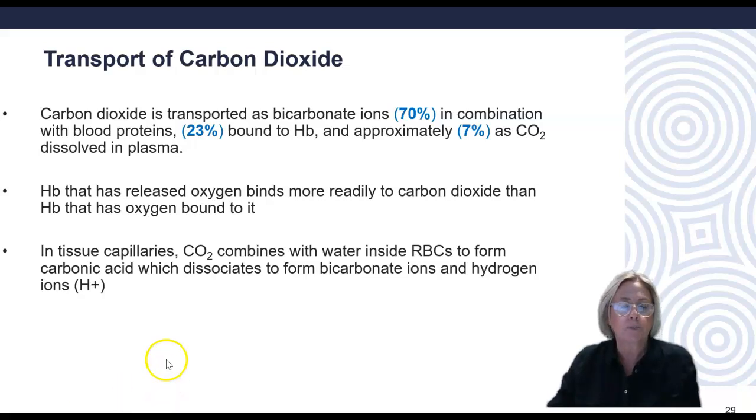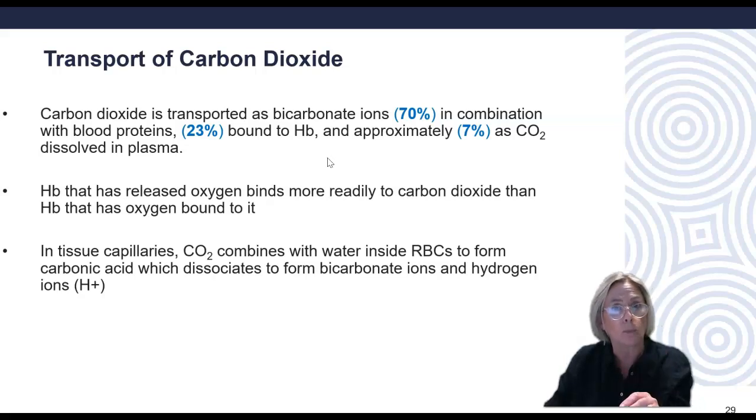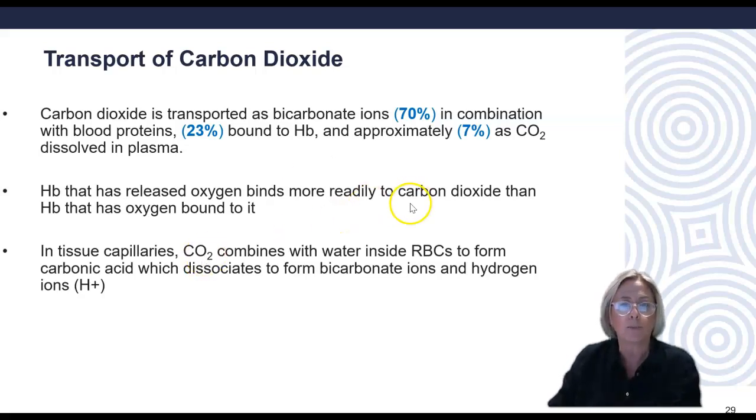So what about the transport then of carbon dioxide? Well, it's mostly transported as bicarbonate anions, so 70% of it is transported in the plasma as bicarbonate anions. In combination with blood proteins, so nearly a quarter of it, 23%, is transported bound to hemoglobin, but remember it's the globin part of hemoglobin, and approximately 7% dissolves in plasma and is transported that way.